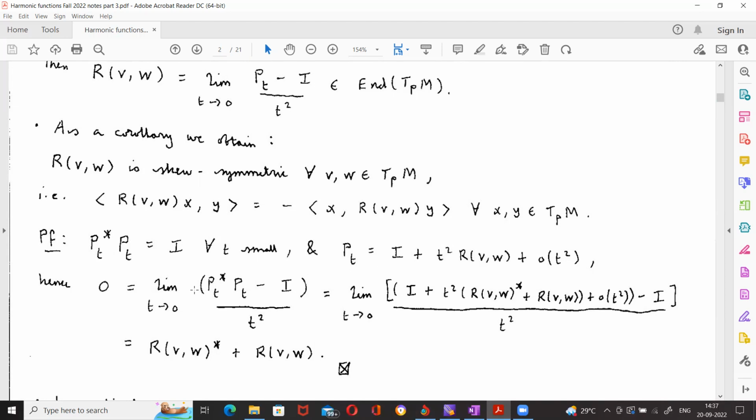Okay. So now I look at this PT star PT minus identity. This is 0, right? Now I divide this by T squared and take the limit as T tends to 0. So in PT star PT, I use this expression for PT. And so PT star will be identity plus T squared R VW star plus little o of T squared. So when I multiply PT star and PT, what will happen? I'll get identity plus T squared times R VW star plus R VW, plus higher order terms, which are little o of T squared. Those I can forget about. So when I subtract identity, the identities cancel, and the T squared terms cancel, and the little o of T squared terms divided by T squared will go to 0. So this limit will be nothing but R VW star plus R VW. Is this okay? All right.